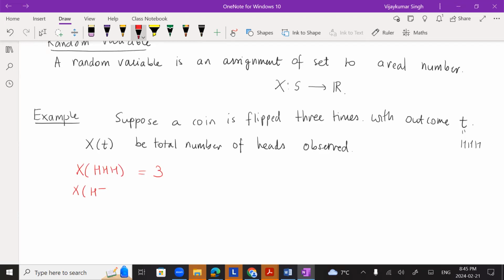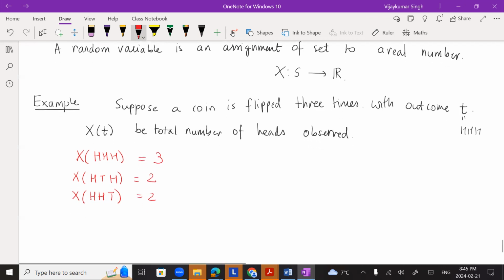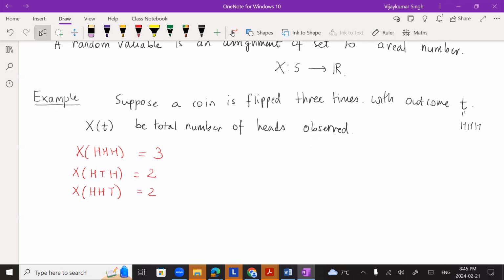What will be X of T H H and X of say H H T? Again, in this case, how many heads are here? 2. Here also there are 2, right? The same value holds for X of T H H, right?